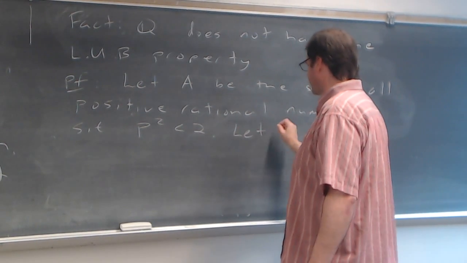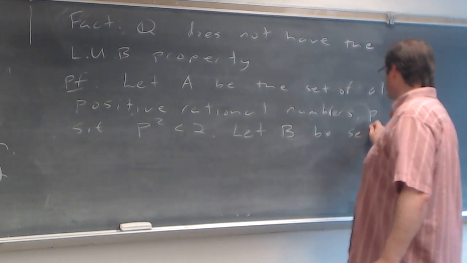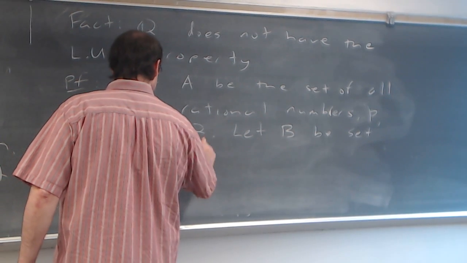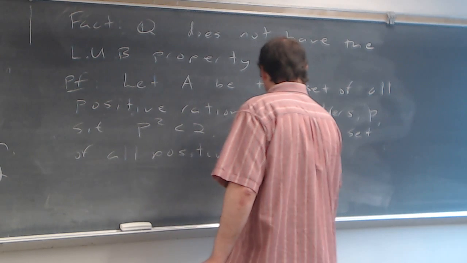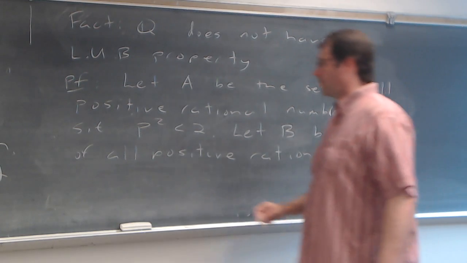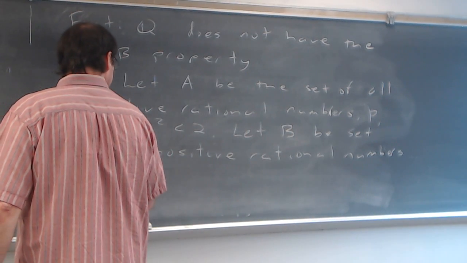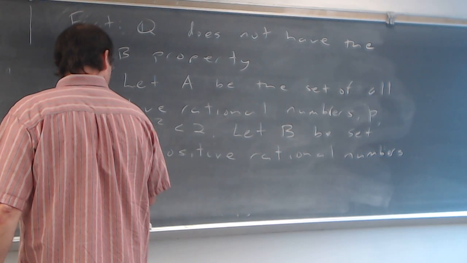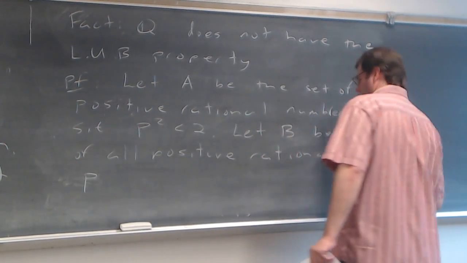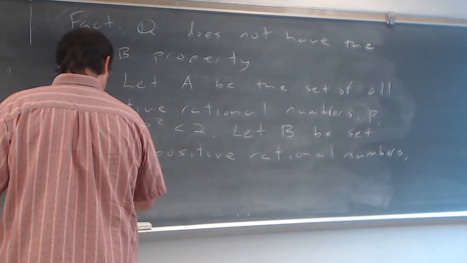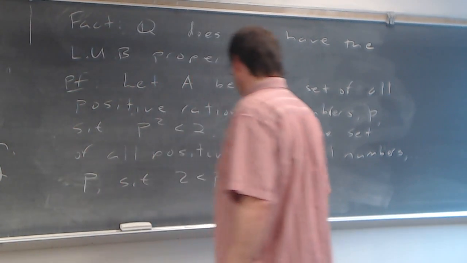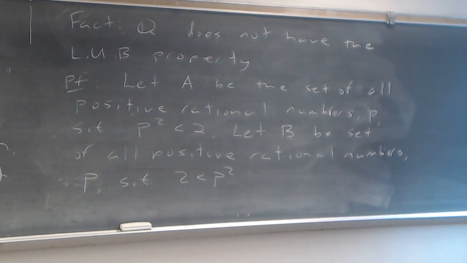And then we'll define another set, let B be the set of all positive rational numbers, let's call them P again, so the guys in B are also called P, such that 2 is less than P squared. So we got these two sets.